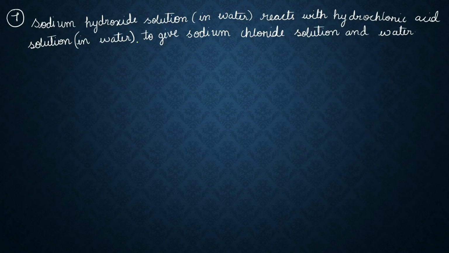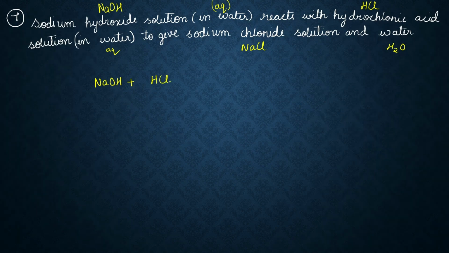Sodium hydroxide solution. Again, try solving this on your own. Sodium hydroxide formula is NaOH. In water, they just mean the aqueous form. Reacts with hydrochloric acid, formula is HCl. In water means in the aqueous form. To give sodium chloride, NaCl, and water, H2O. Now let's write down the equation. Sodium hydroxide reacts with hydrochloric acid to form sodium chloride plus water.